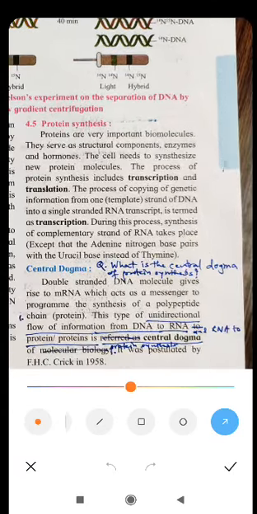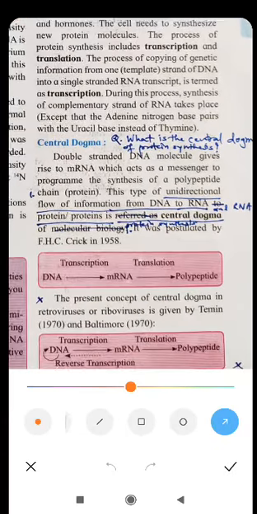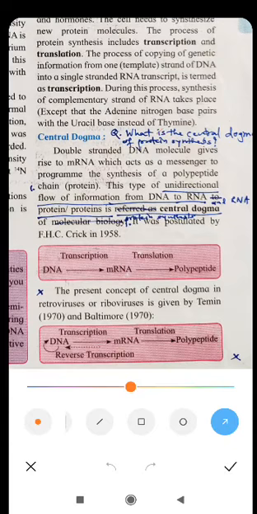What is the central dogma of protein synthesis? Central dogma means central idea, central theme. Protein synthesis essentially consists of only two steps, and these two steps form the central dogma of protein synthesis. The first step is transcription, and the second step is translation.